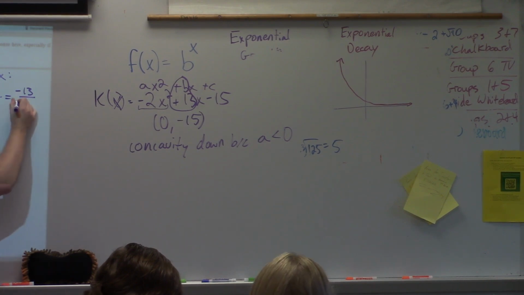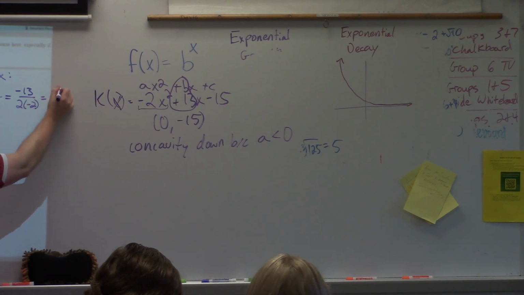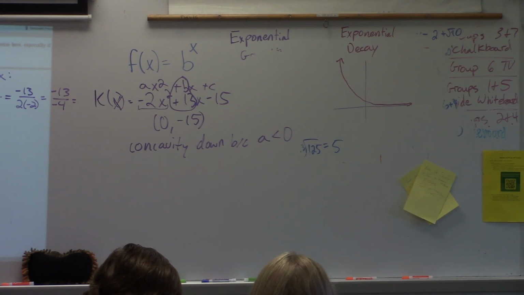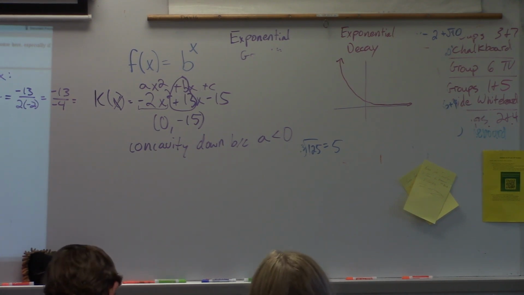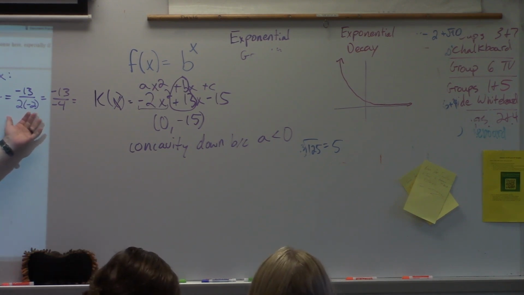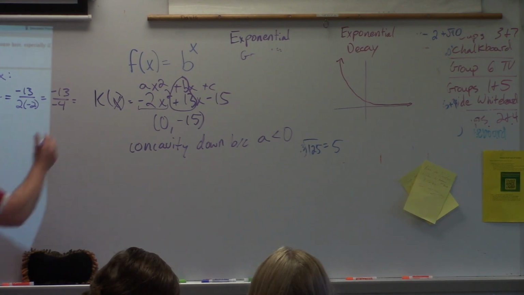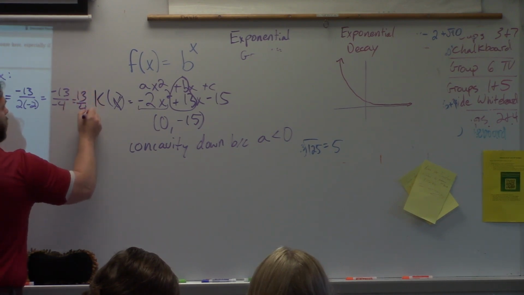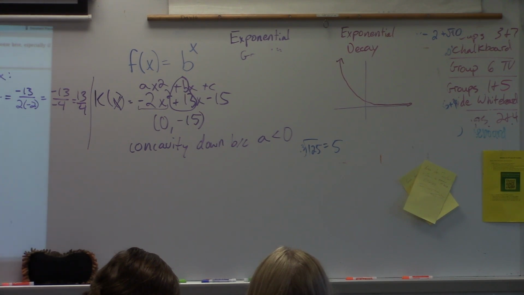Divided by, what's 2 times negative 2? Which gives me a negative 13 divided by a negative 4. Notice, I'm not necessarily putting this part in the calculator. A lot of us are making mistakes when we put it in the calculator. But we can do 2 times negative 2, right? The one last thing is, what's a negative divided by a negative? Positive.